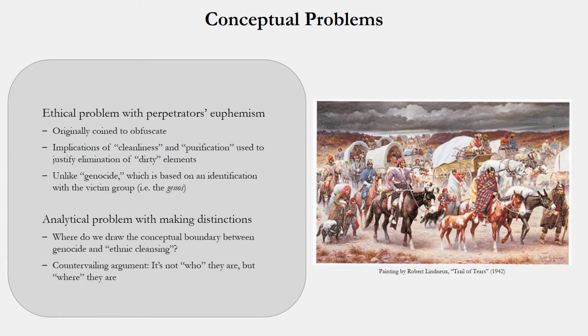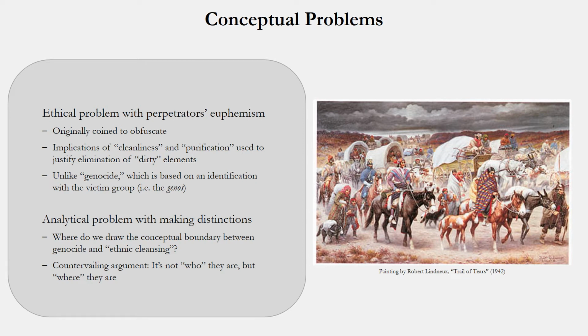Proponents tend to view these two concepts along a spectrum, with forced deportations and population transfers at one end, and massacres and physical annihilation at the other. Yet, like any other spectrum, there is a series of indistinguishable steps in between, where one bleeds into the other. In other words, there is no clear boundary between the two.